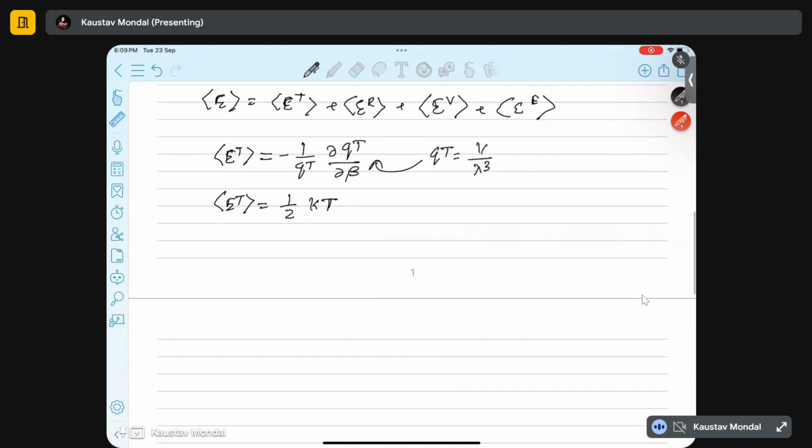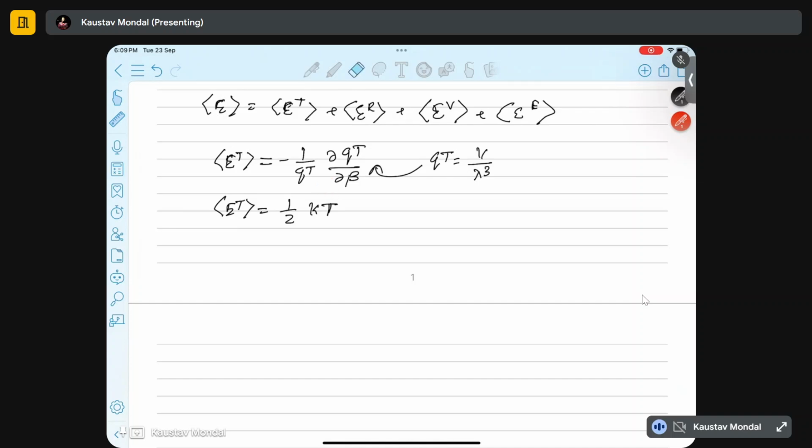So here what we have taken is not half kT, it would be 3 by 2 kT. Okay. Whether it will be half kT or 3 by 2 kT depends upon the dimension of the system you are taking. So for the case of a 3D box, the translational partition function will be V by lambda cubed in 3D.